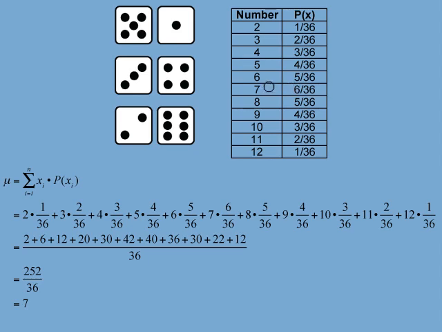One other thing to notice is this. Recall that the expected value for a single die was 3.5. So the expected value for 2 dice is simply the sum of the 2 expected values for each of the separate dice. Let's look at a final example.